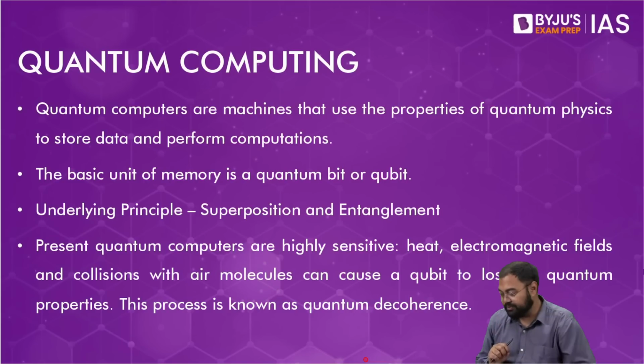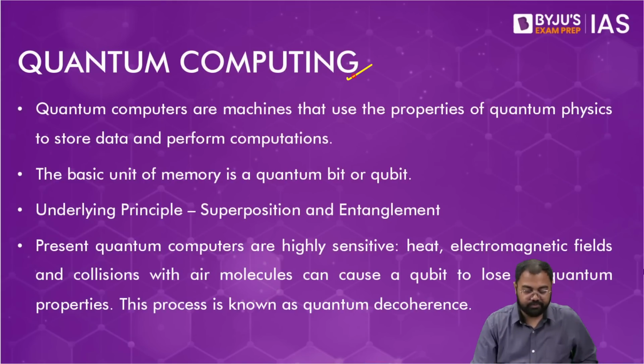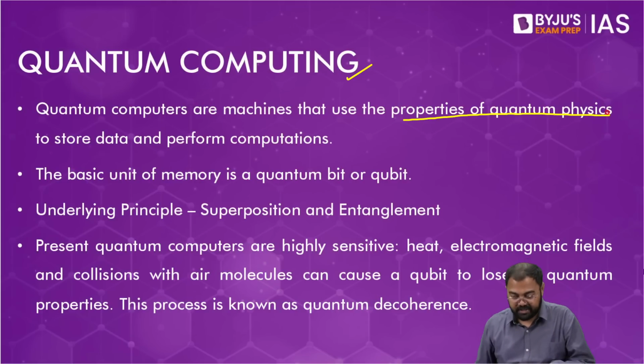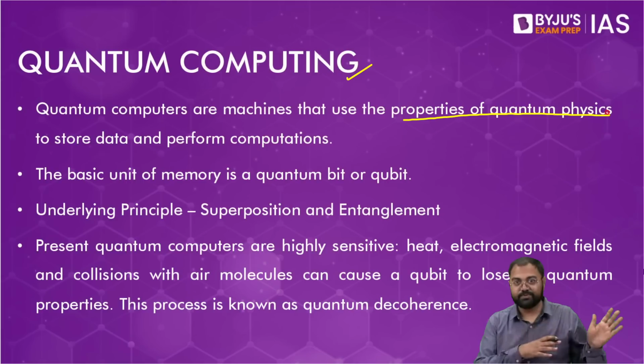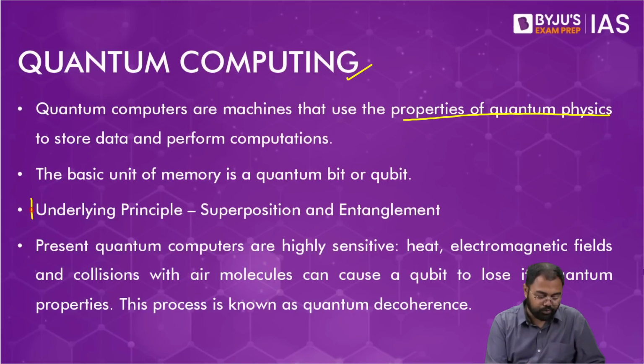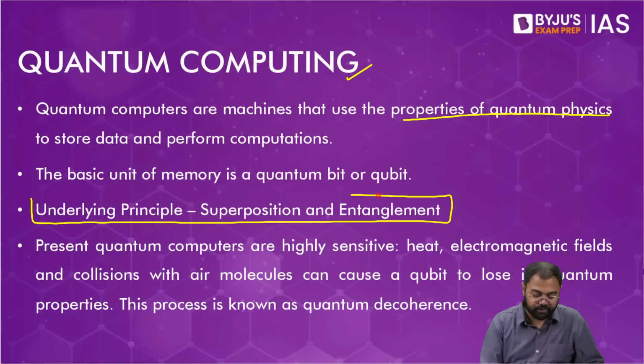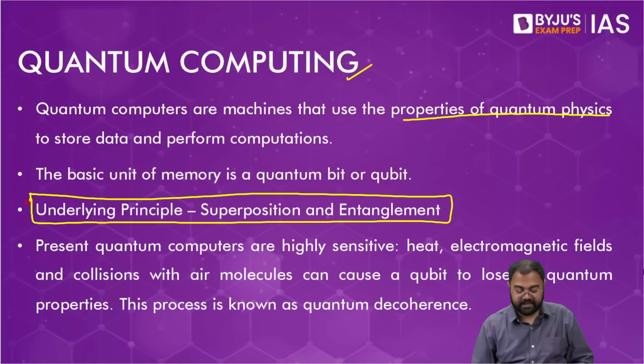Now, coming to a very, very important topic, and this is the topic of quantum computing. Quantum computing is a kind of computing which is based on the properties of quantum physics. Of all the basic properties that we are talking about, there are two principles that we make use of, and these are superposition and entanglement. By using superposition and entanglement, we construct a kind of computer called a quantum computer.